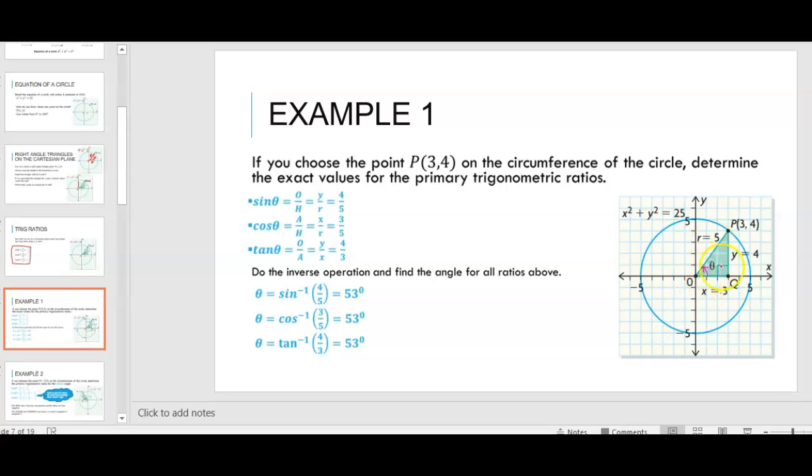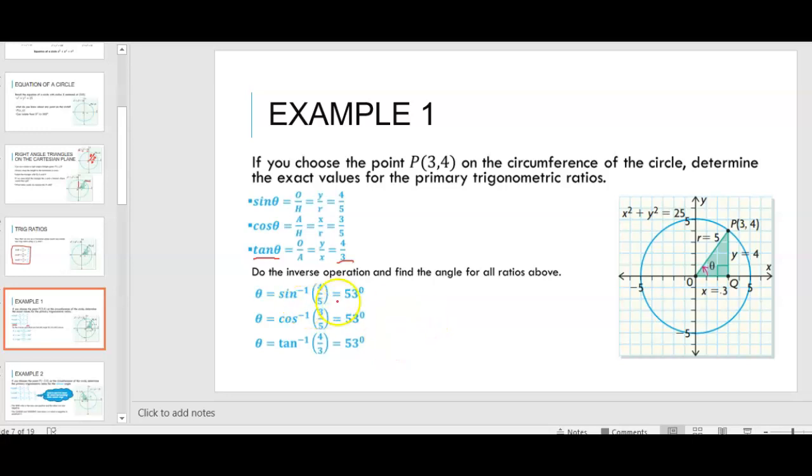Okay? Tangent the same way. Tangent is opposite over adjacent, or y over x. Y is 4, x is 3, therefore tangent of this angle theta is the ratio 4 over 3. Okay? Now that we have the ratio of these primary trigonometric ratios, we can figure out the measure of angle theta by using the inverse of any of these functions. And because we're dealing with the same angle, that value will be the same.